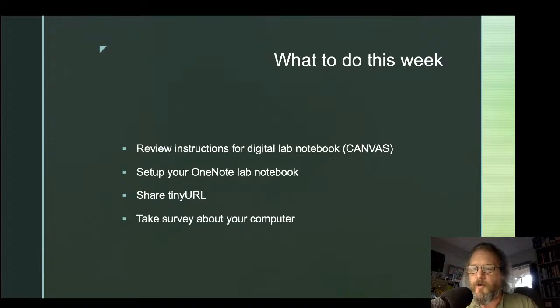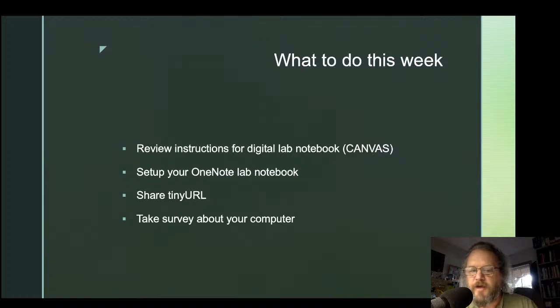So what do you do this week? Go to Canvas, if you haven't already done so, and find the instructions about setting up the digital notebook. Set up your digital notebook. Share it with me by creating a sharing URL. Go to TinyURL, make it short, and then post that to the Canvas site.